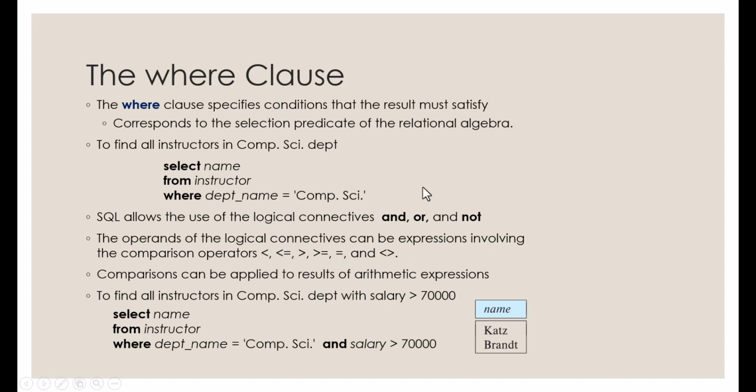Okay, you can have multiple conditions, just like we did in relational algebra. So here I have select name from instructor where department name is computer science and, and it's not any of those weird symbols, it's just English. So that's why people find it easier. And salary is greater than 70,000.